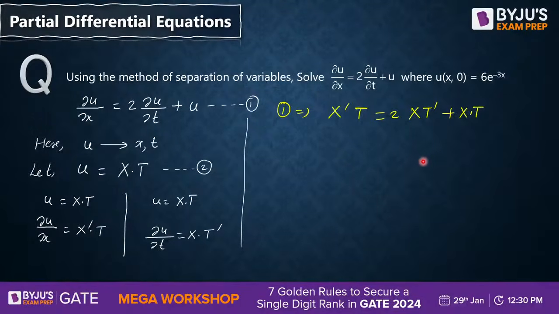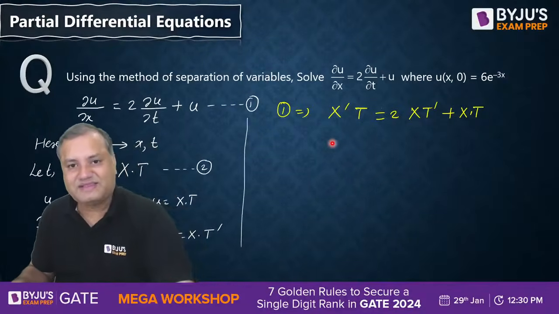Comfortable with this? Yes sir. So del u by del x is X dash T, 2XT dash plus X into T. Now I will hide myself once again. I will come back on the screen.